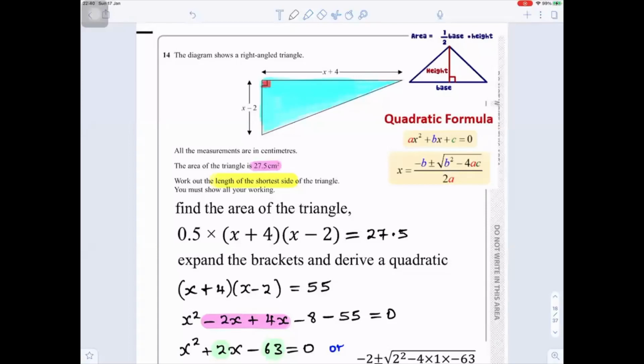Question number 14. The diagram shows a right angle triangle. All the measurements are in centimeters. The area of the triangle is 27.5 centimeters squared. Work out the length of the shortest side of the triangle. You must show your working.